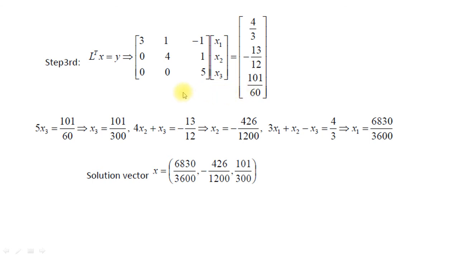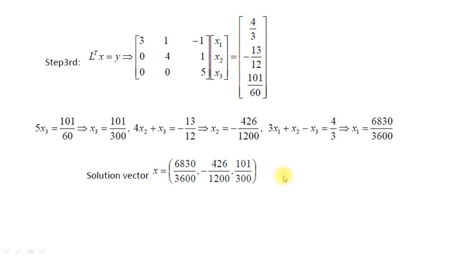So by backward substitution, we obtain 5x3 is equal to 101 divided by 60. So x3 is equal to 101 divided by 300, and in the second equation 4x2 plus x3 is equal to minus 13 by 12. Putting the value of x3, we obtain x2 is equal to minus 426 divided by 1200. Similarly, in the first equation 3x1 plus x2 minus x3 is equal to 4 by 3. Now putting the values of x2 and x3, we obtain x1 is equal to 6830 divided by 3600. So this is the solution of this given system of linear equations.